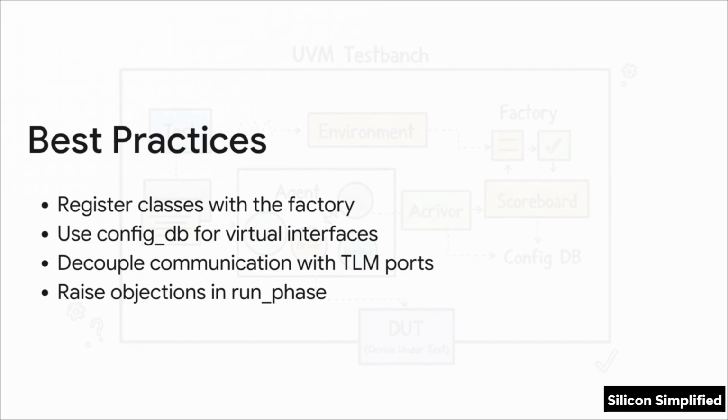To wrap up our architectural blueprint, let's quickly run through the absolutely critical best practices derived from these source guidelines. Always register your classes with the factory using the standard macros. Always use the configuration database to distribute your virtual interfaces rather than hard-coding paths. Always strictly decouple your component communication using TLM ports. And finally, when you actually start moving time and generating stimulus in the run phase, make sure you are raising and dropping objections properly, or your simulation is going to end at time 0.